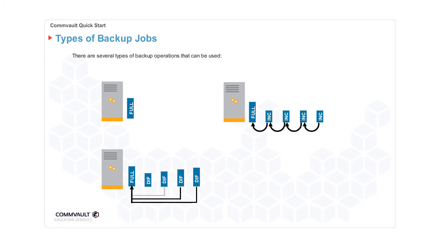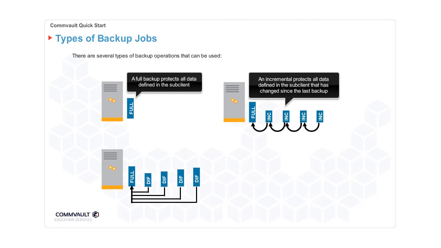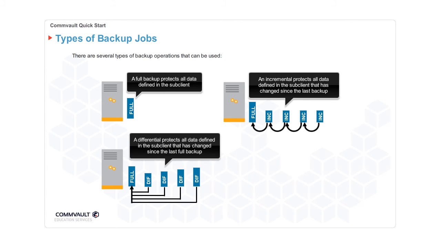Typical file system agent jobs include a full backup that protects all data defined in the subclient, an incremental backup which protects all data defined in the subclient that has changed since the last backup, a differential backup which protects all data defined in the subclient that has changed since the last full backup, and a synthetic full, which is a full backup created off of previous backups. This type of backup significantly reduces the load on the client.